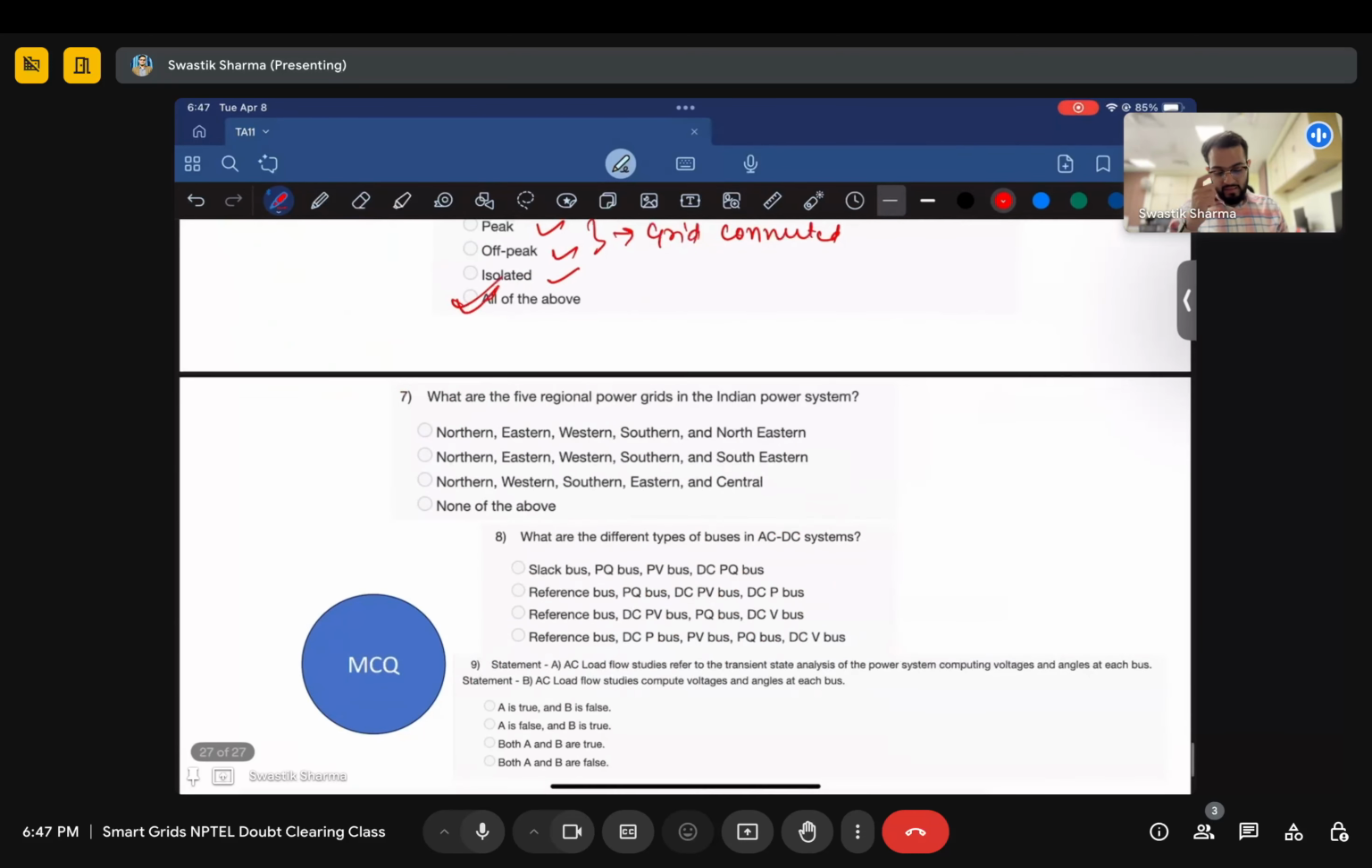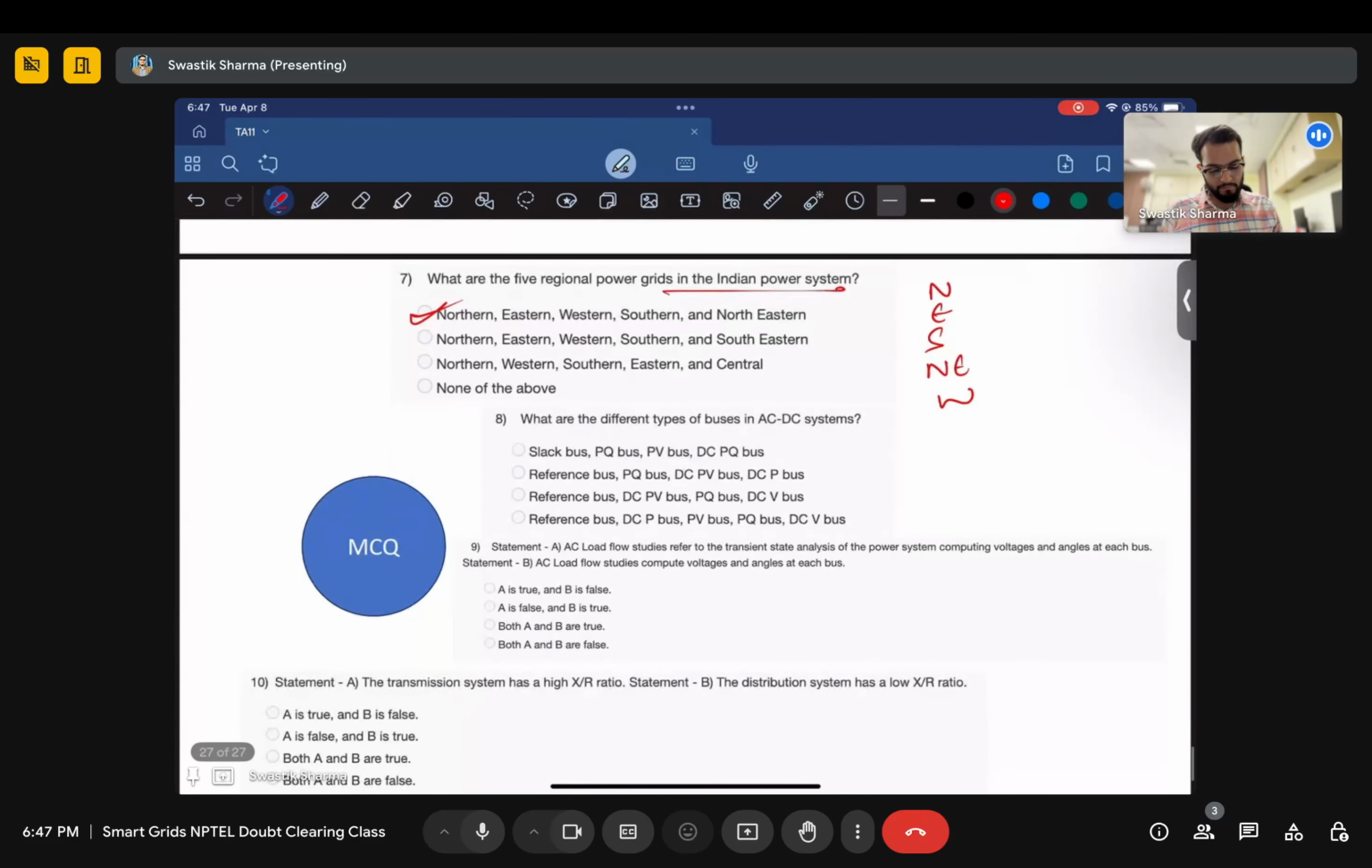Right. Next, what are the five regional power grids in Indian power system? So five needed: northern, eastern, southern, northeastern, and western. So the correct answer is A. These are the different RLDCs present in Indian power system.